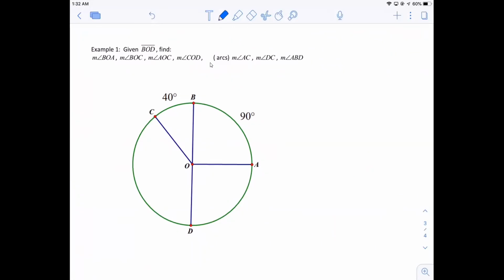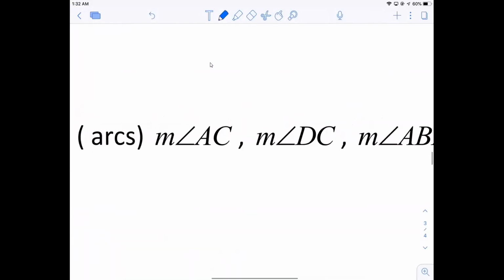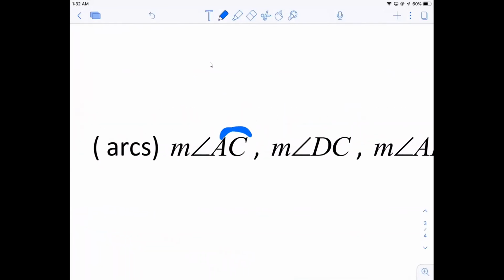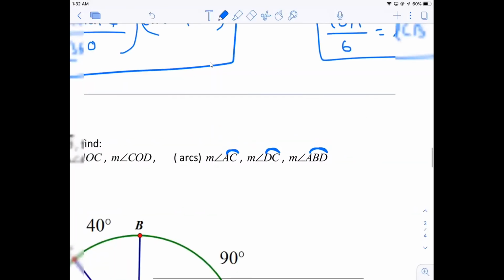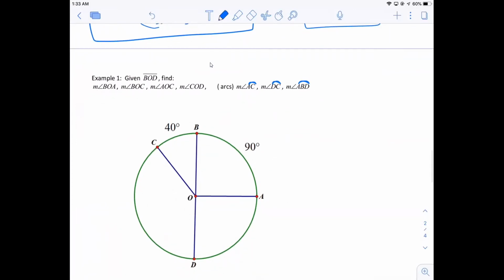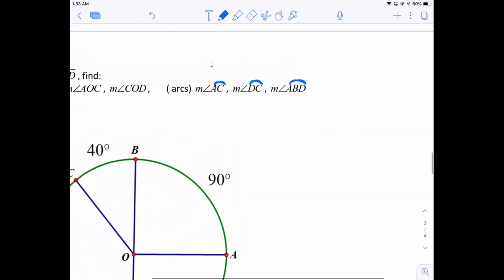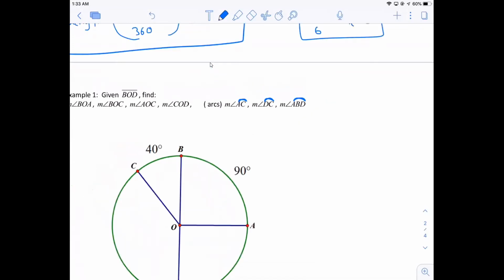But wait, before you do that, I do not have a licensed version of MathType, so I couldn't draw the arc symbols. So these are supposed to be arcs over here. All right, so based on what we just did, given that BOD is a line, find those measurements of those angles, and find not the arc lengths, but the arc degrees, the measure of the degrees of those arcs.